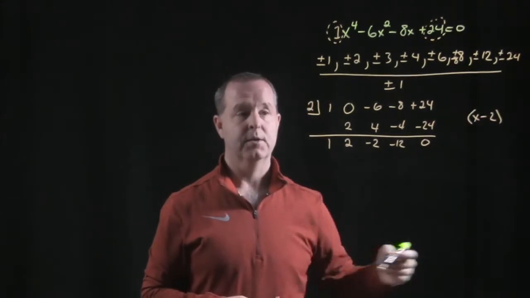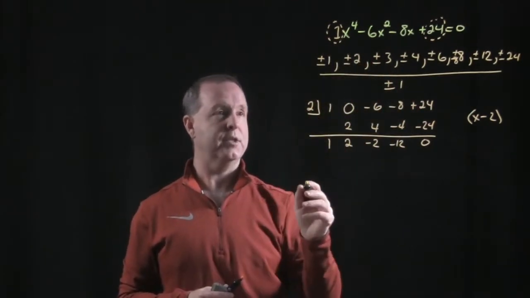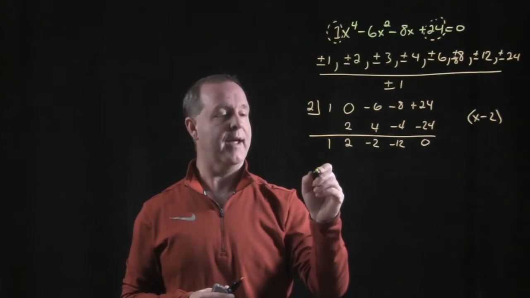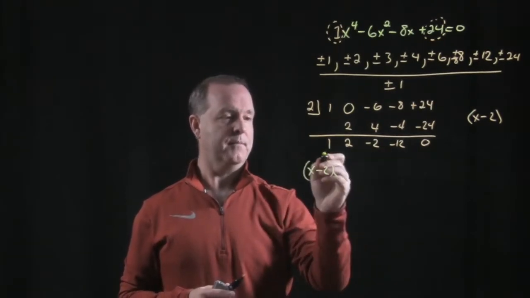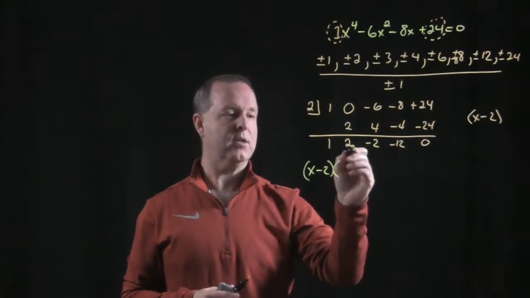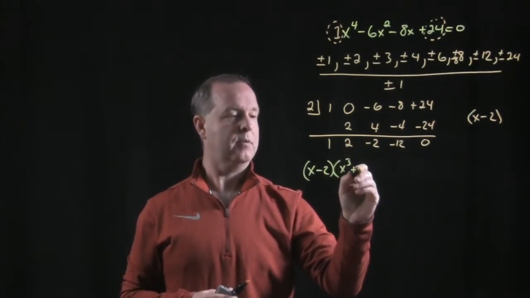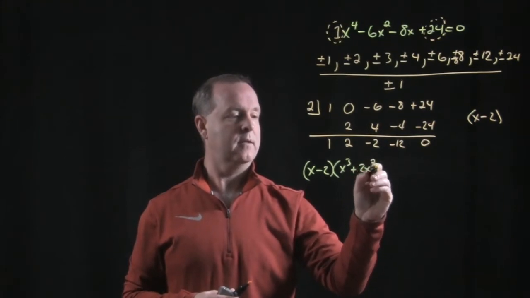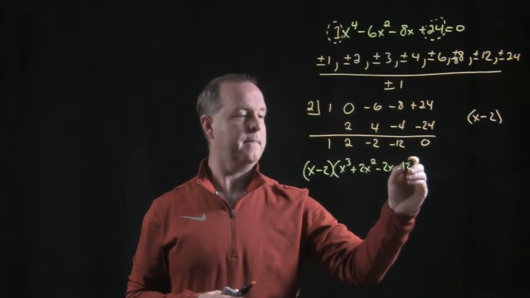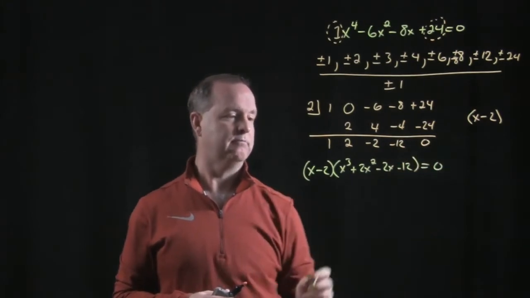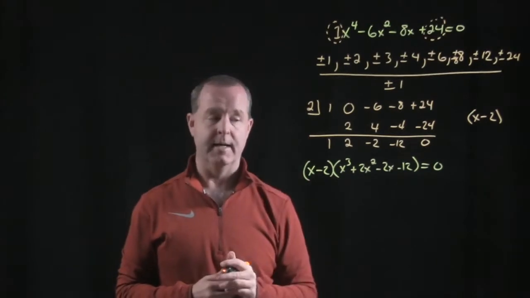That's good. So then what I can do is rewrite my original expression as a factor of x minus 2 times what this embedded result means. This first term is x cubed plus 2x squared minus 2x minus 12 equals 0. All right, step 1 is done.